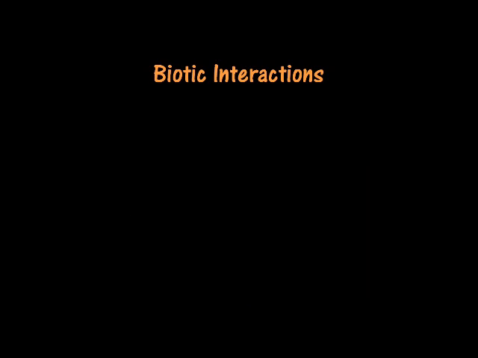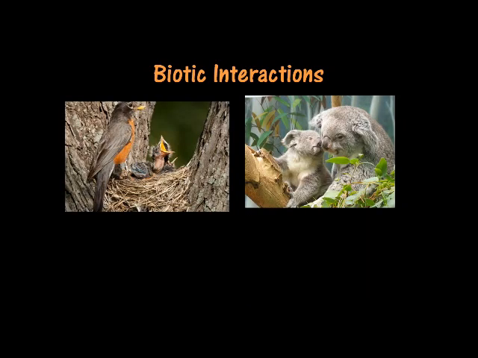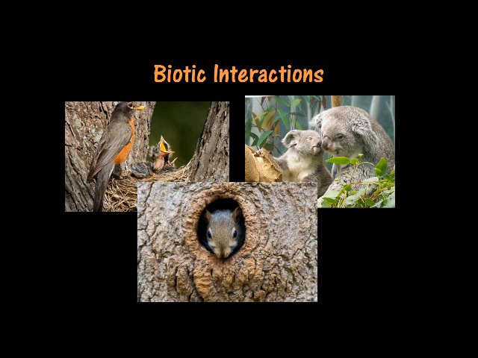Another example would be shelter. Birds, koalas, and squirrels live in trees. The trees are living things that provide shelter to other organisms. This is yet another example of a biotic interaction.